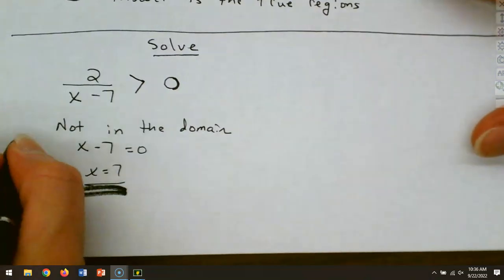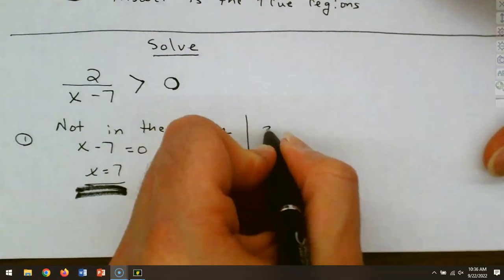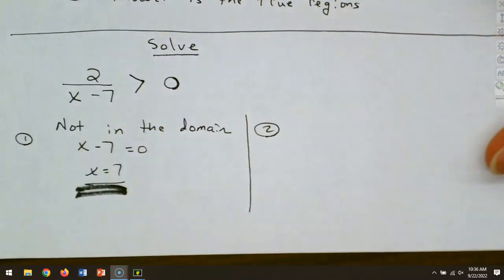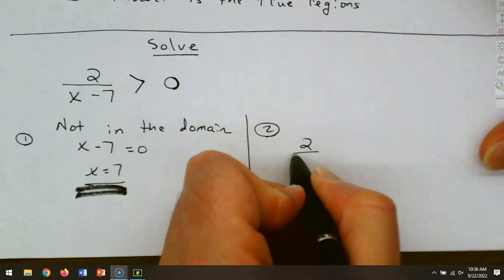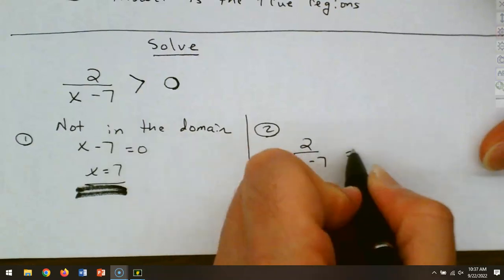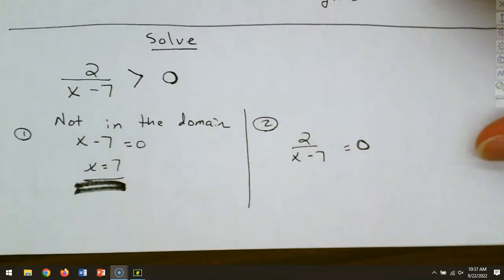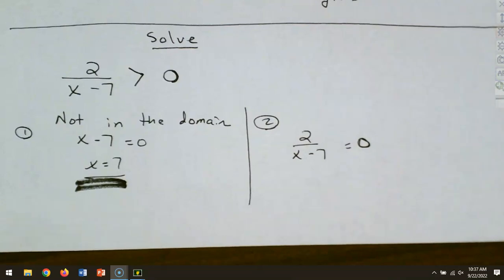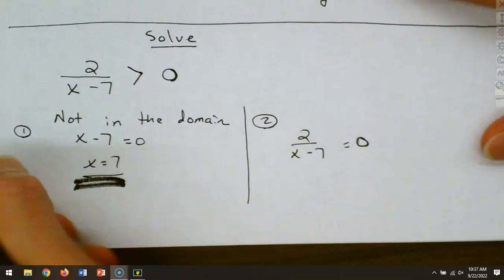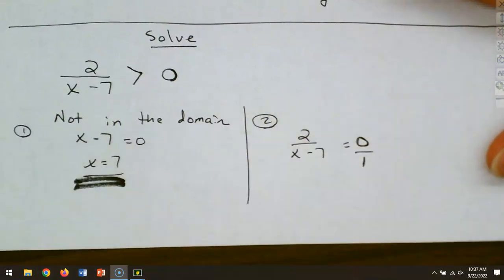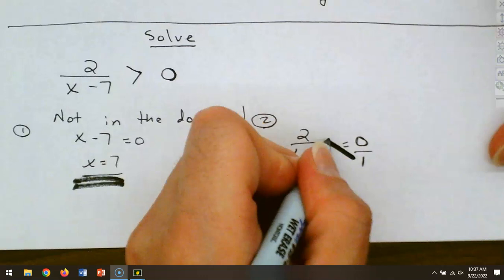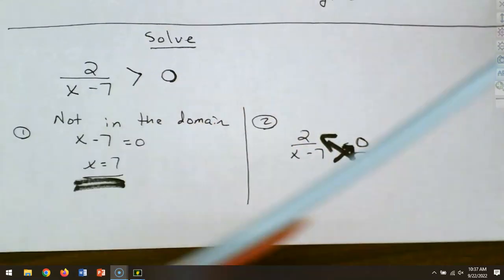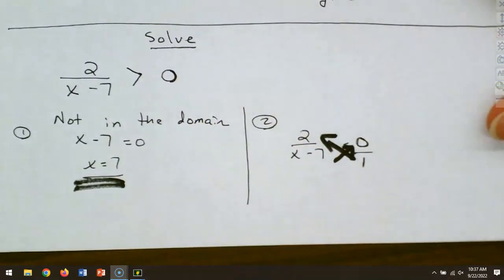That is your first step. Your second step, make it an equals and solve it if you can. Well, you may or may not get another solution. In this case, we're not going to get another solution. We're only going to have one solution. Because when we try to solve this, I would cross multiply, and what would we get when we try to solve it? Well, that 0 clears it out.